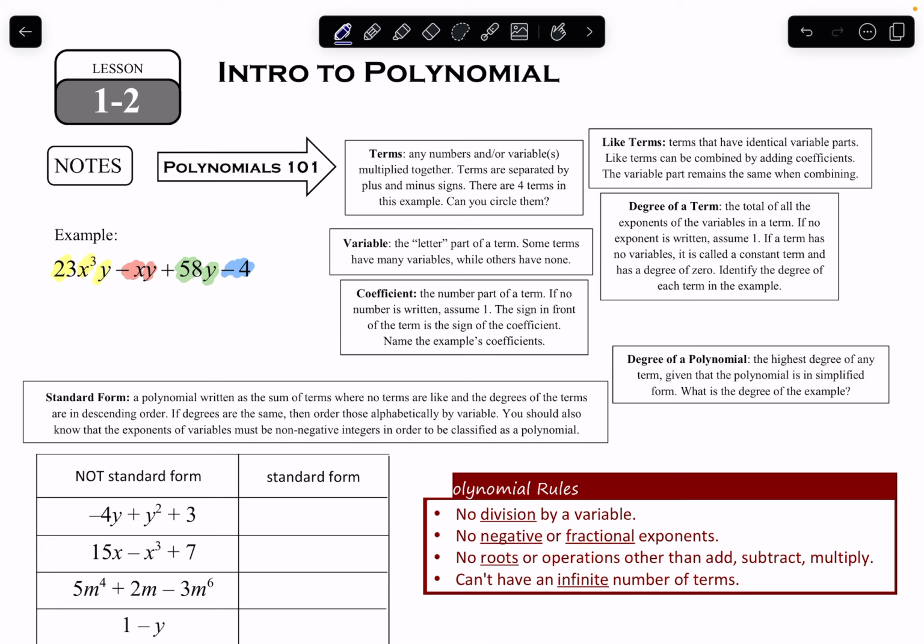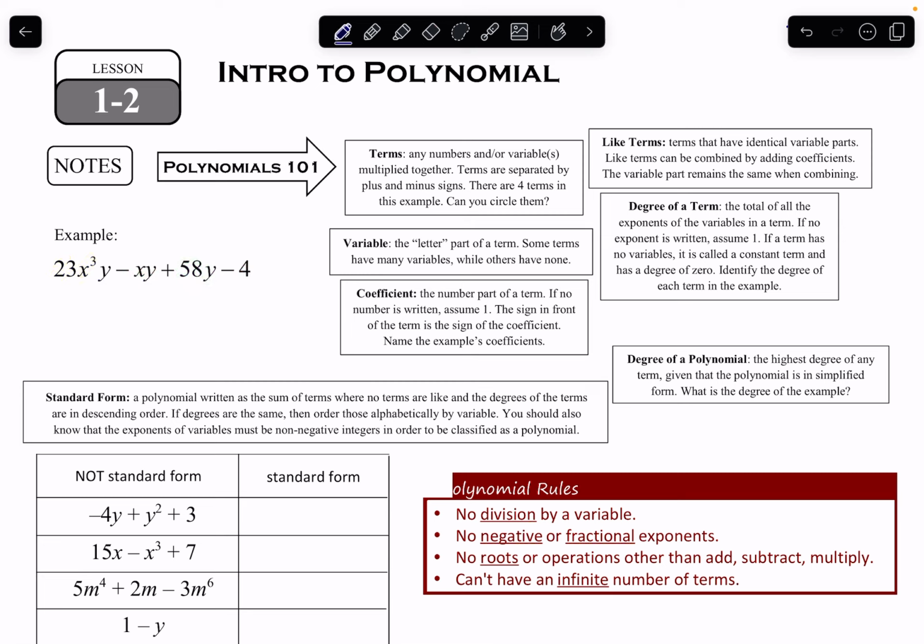This first one has an x cubed and a y. The second one has an x and a y, but it's not an x cubed, so we can't add those together. So remember those rules. What other definitions do we have on here?